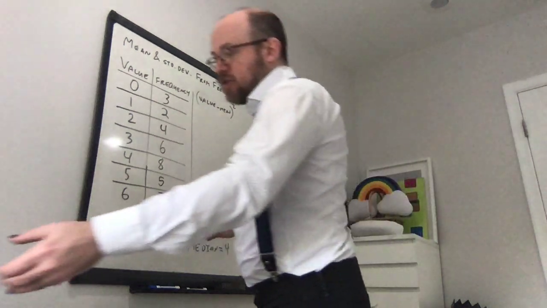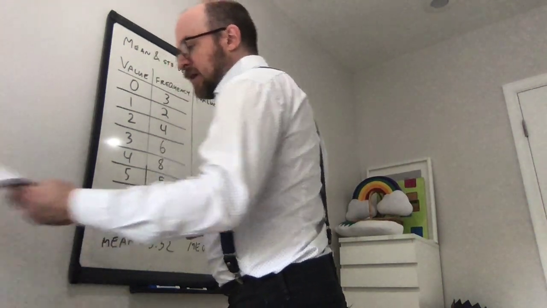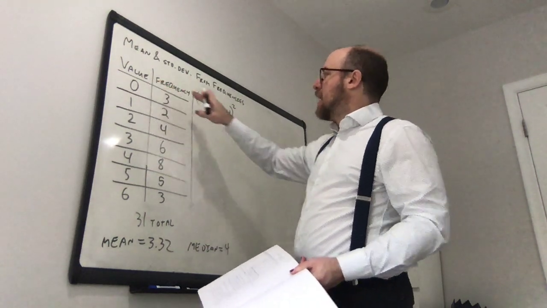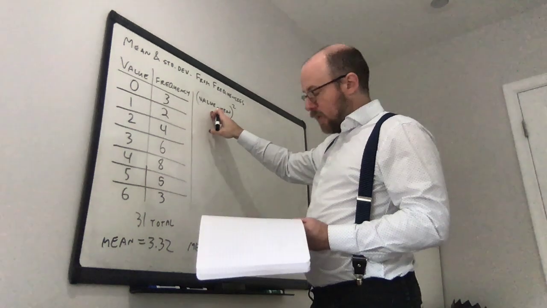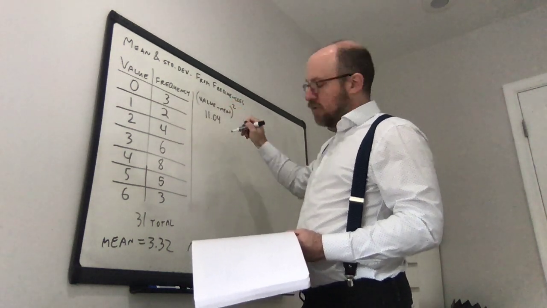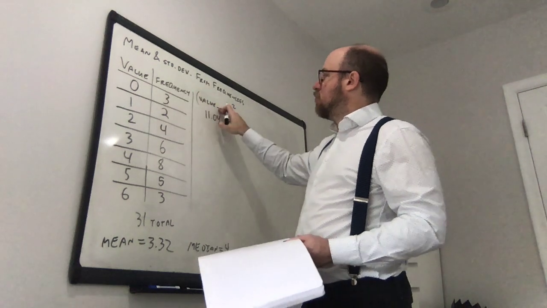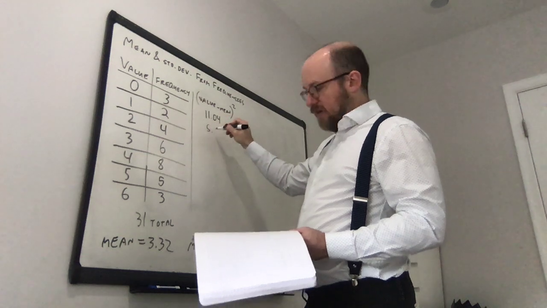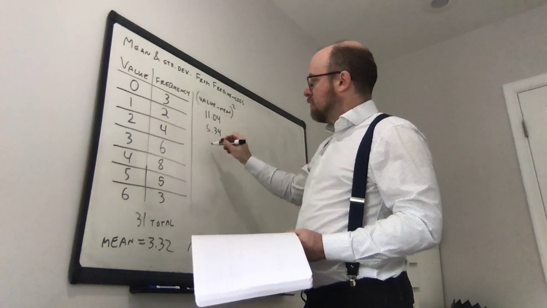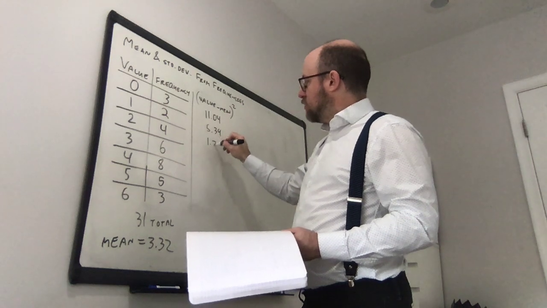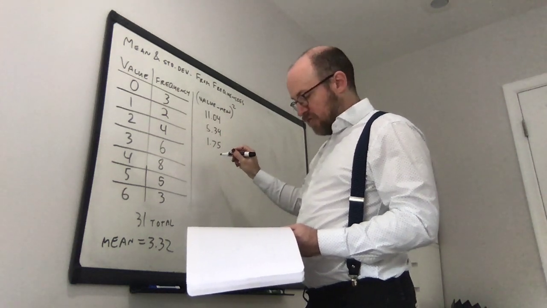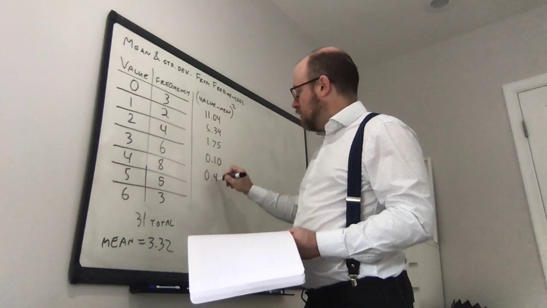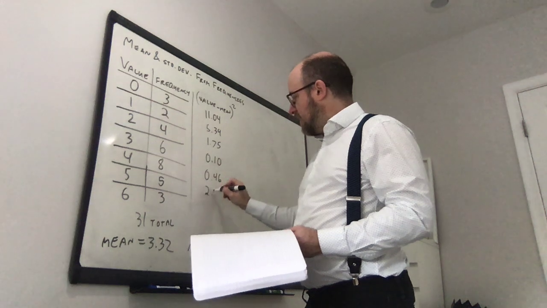So we can do the value minus mean squared for each of these. So taking our mean of 3.32, we can take, for example, 0 minus 3.32 and square it. That gives us 11.04. So that's 0 minus 3.32 squared. For 1, we get 5.39. For 2, 1.75. For 3, 0.10. For 4, 0.46. For 5, 2.81.